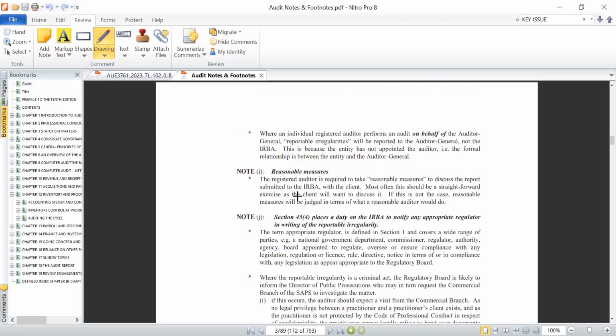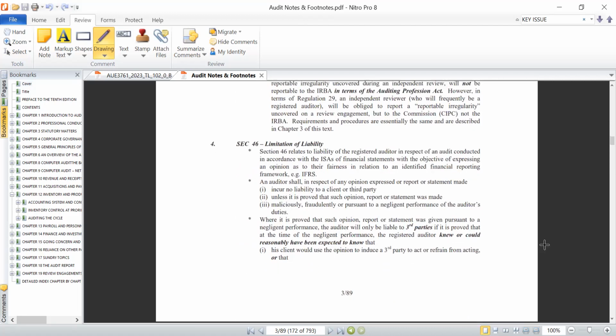Yeah, so the issue about reportable irregularities is a very broad one, but let me try to jump to section 46. Section 46 deals with the limitation of liability. This relates to the liability of the registered auditor in respect of an audit conducted in accordance with the ISAs of financial statements. These are the International Standards on Auditing, so we call them the ISA standards, basically.